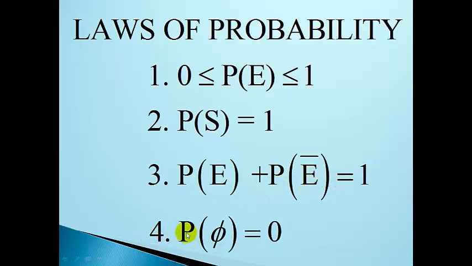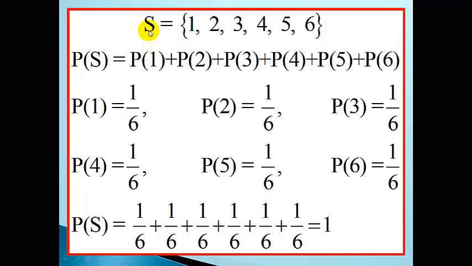Law 4: the probability of an empty set is equal to 0. Now we proceed. When a dice is tossed once, the sample space is 1, 2, 3, 4, 5, 6. So the probability of the sample space will be equal to the probability of 1 plus the probability of 2 plus the probability of 3 plus the probability of 4 plus the probability of 5 plus the probability of 6.